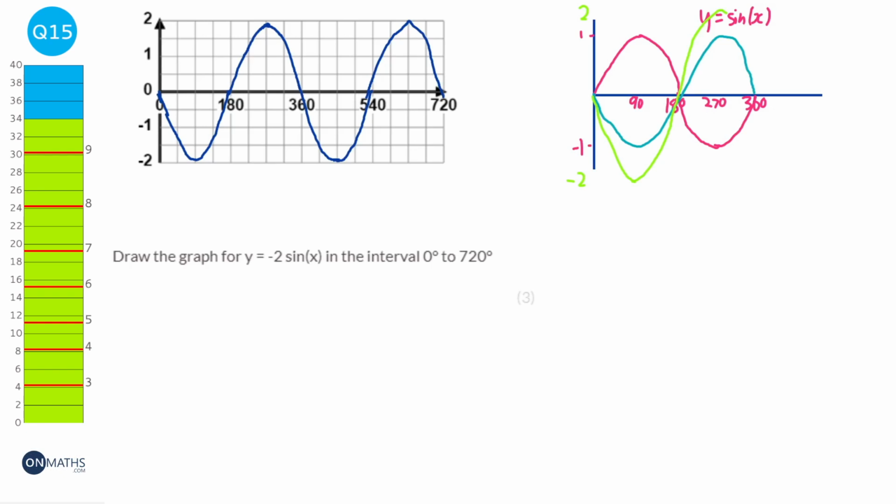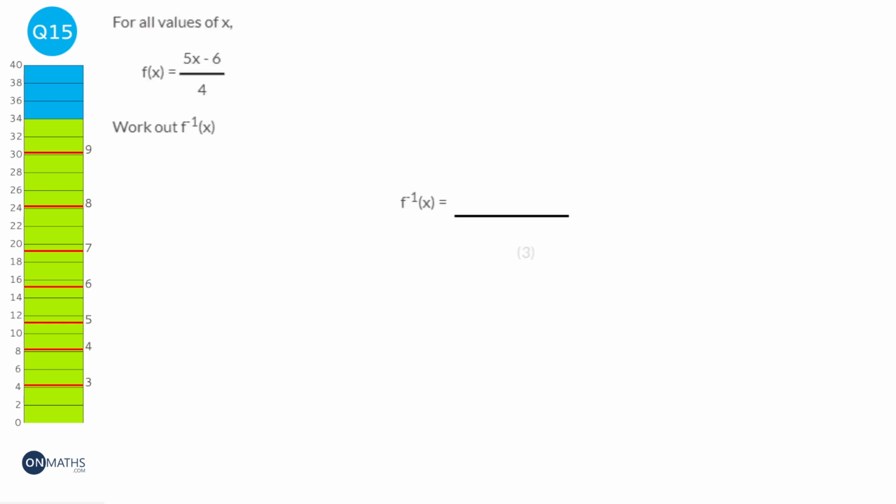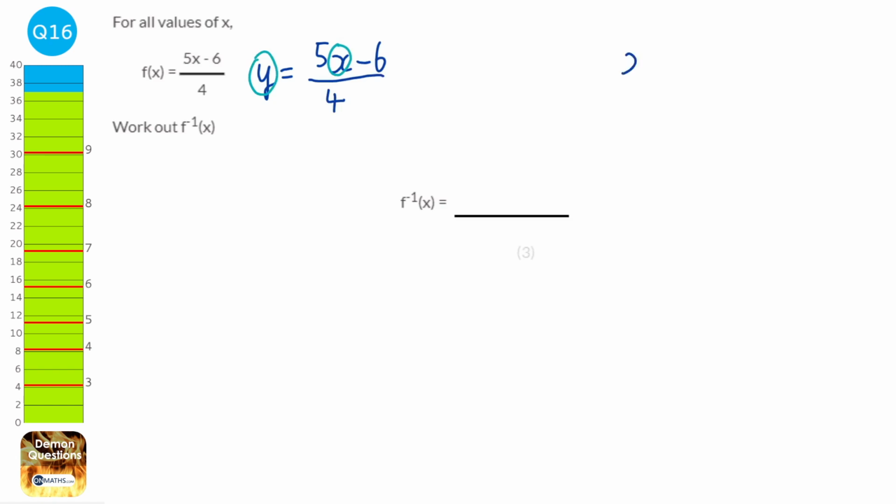Just try your best to get it as low as possible, but don't go back and start feathering the lines or anything. To find the inverse, we're going to first of all, instead of writing f of x, I'm just going to replace it with a y. And the trick of finding the inverse is to swap over the x and the y. So we're going to swap them over. I'm just going to do it over to the right hand side over here, so we've got a bit of space.